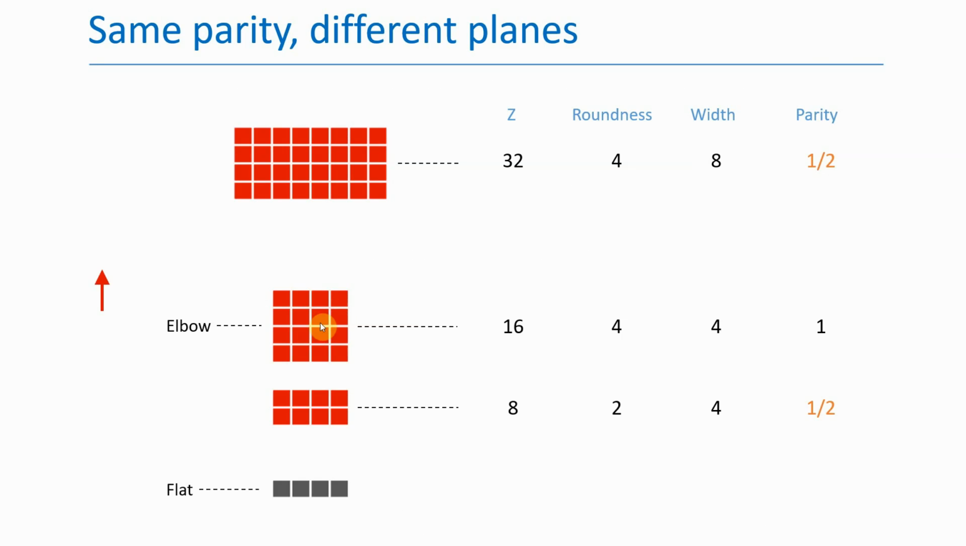The elbow occurs at z equals 16, where the roundness and the width are both equal to 4, so parity is equal to 1. This plane is at z equals 8, which is 1/2 of the elbow distance. The roundness divided by the width is 2 divided by 4, so the parity is 1/2. This plane is at z equals 32, which is 2 times the elbow distance. The roundness divided by the width is 4 divided by 8, so the parity is also 1/2.